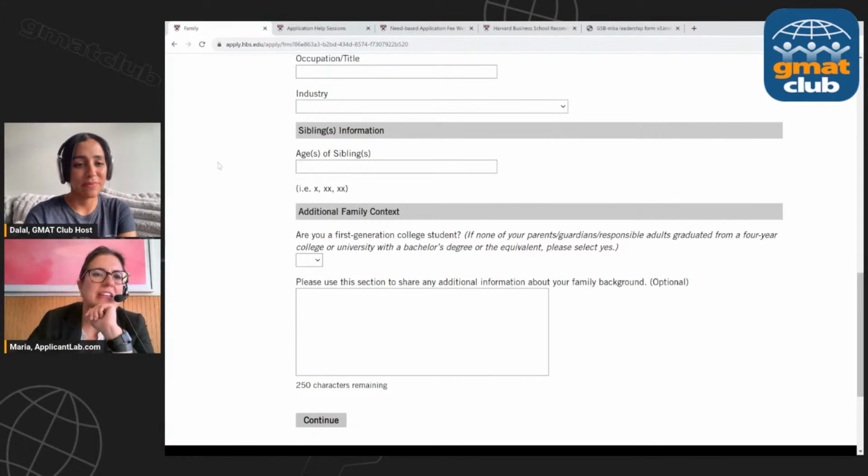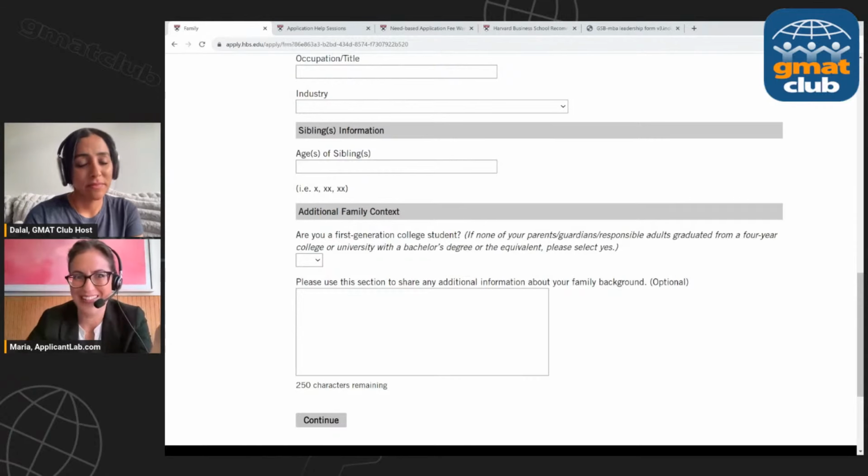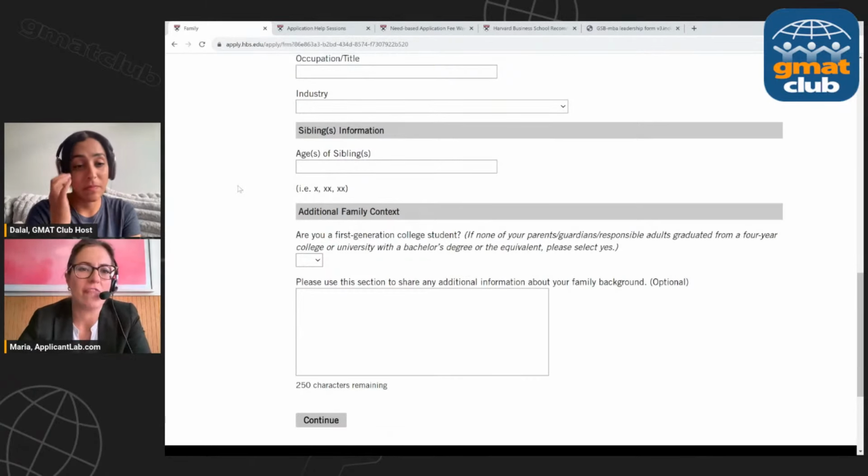Only if, for example, you are going to apply for a fee waiver and you say something like, I need a fee waiver because I'm paying for my younger sister's college education, then make sure that you put that you have a sibling that is 19 years old, so that it all fits together.